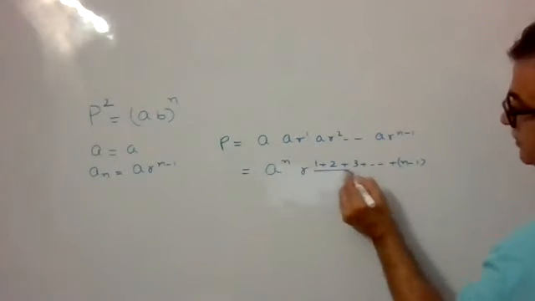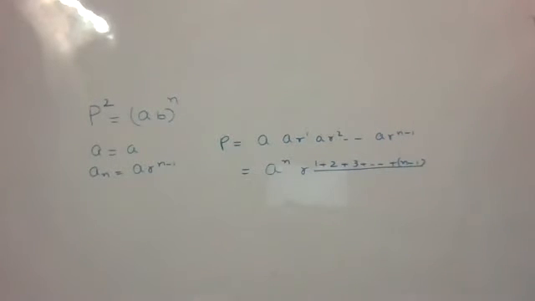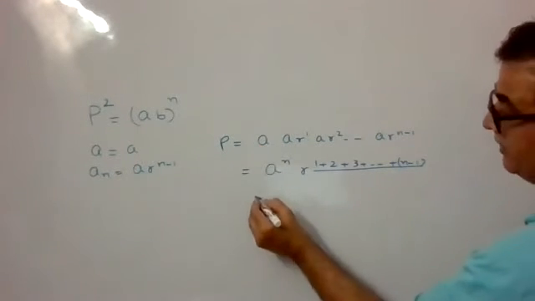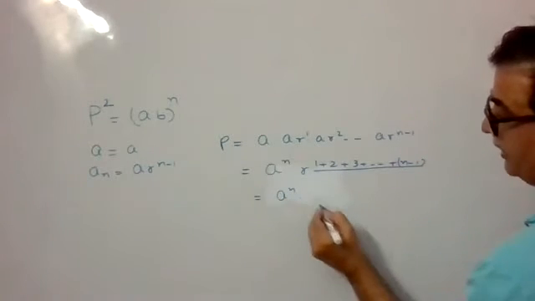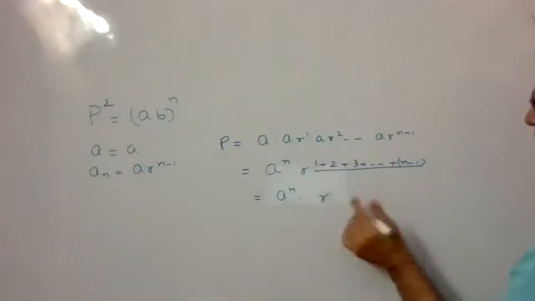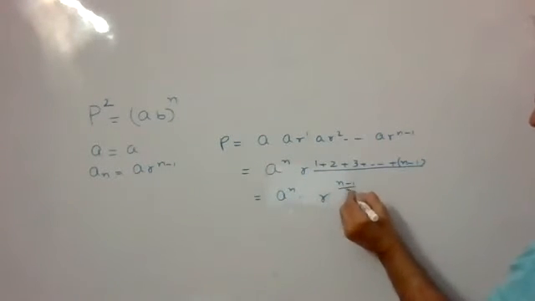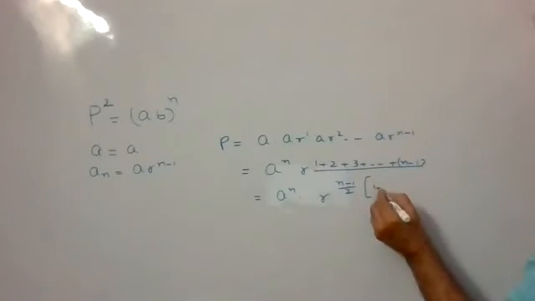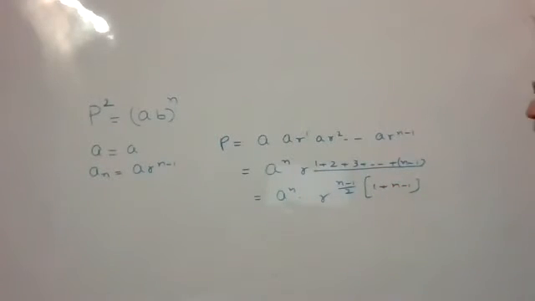Is it AP? Yes. How many terms? N minus 1 terms, because the first term did not have R. This means n minus 1 terms are left: A power n, R power. The sum of these we calculate: n minus 1 by 2, A plus L. So 1 plus n minus 1 I can do.